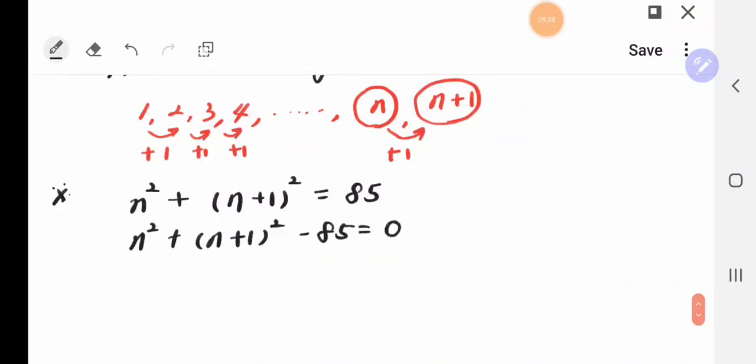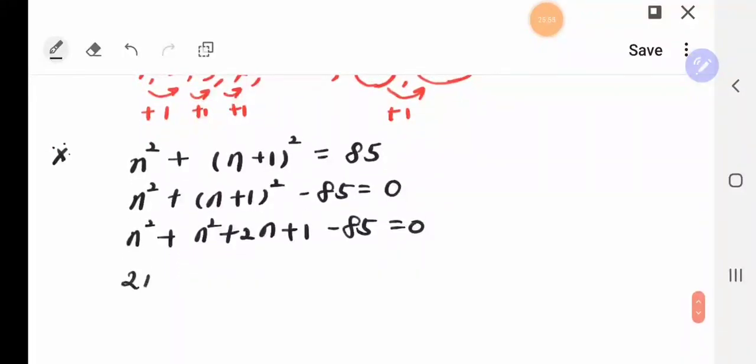Once you move a term to the other side, always change the sign. Then distribute. Remember the formula, a squared plus 2ab plus b squared. So 1 squared is 1. And then simplify, combine the like terms. 2n squared plus 2n minus 84 is equal to 0.